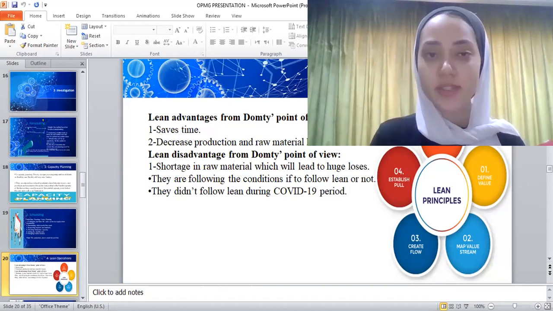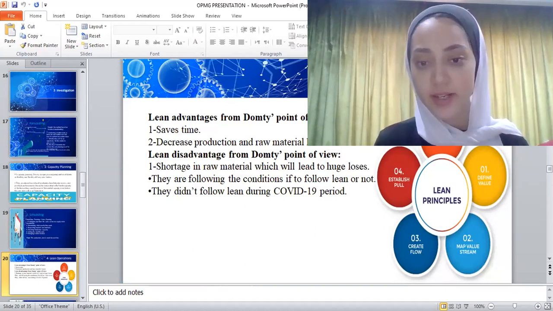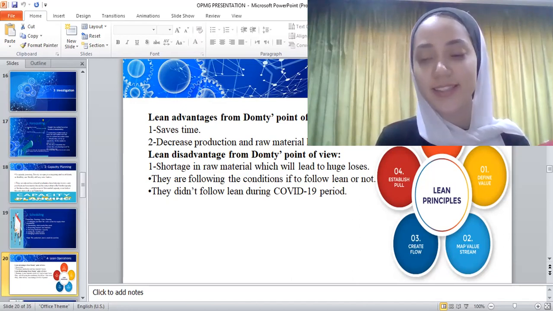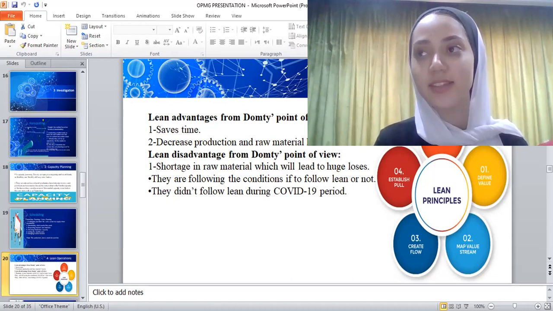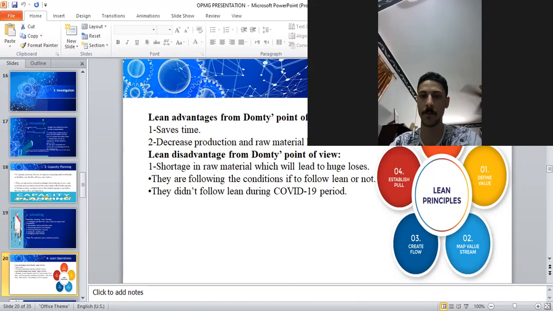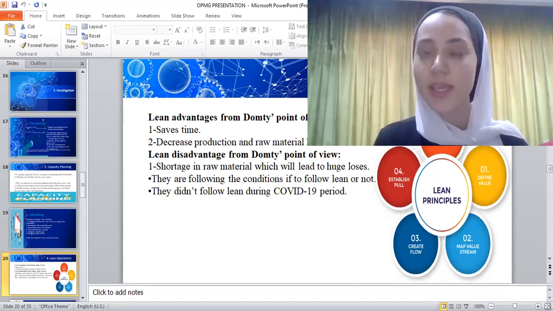They said that when they use lean, it saves time for them and decreases production and raw material losses. And their disadvantage is the shortage of material, which will lead to huge losses. Also, they didn't follow lean during the COVID-19 period, as they believe that not following lean helped them by keeping products in inventory. The demand, for example, for the cheese sandwiches has increased, so keeping extra inventory in the warehouse saved them and increased revenue for them.